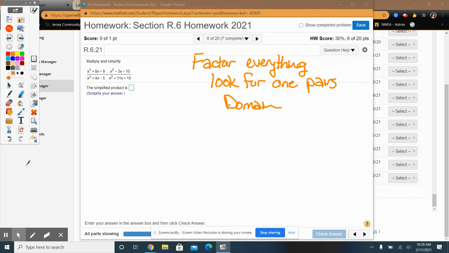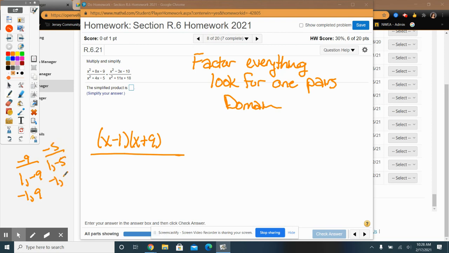So when you make your list for -9 for the first guy, 1 and -9 gives me -8. I need -1 and +9. So that's my first numerator. And on the denominator, if you make your list for -5, I want 1 and -5. No, I want -1 and +5. Okay, so that's my first fraction.